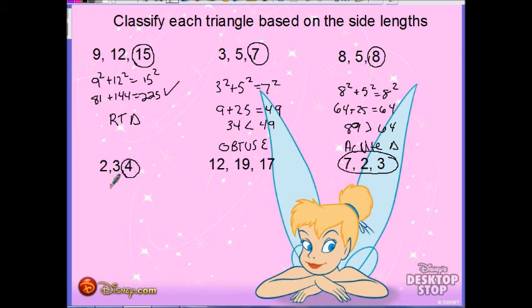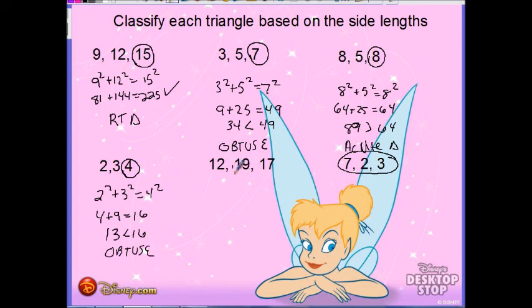So for that fourth one, 2 squared plus 3 squared, is it equal to 4 squared? Is 4 plus 9 equal to 16? Absolutely not. 13 is less than 16. My c squared is too big. It's obtuse.